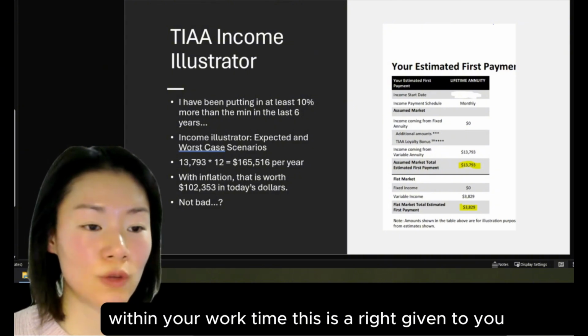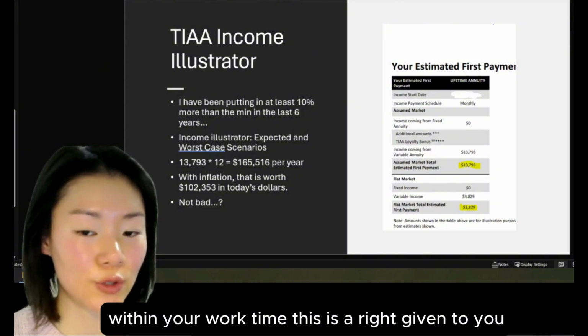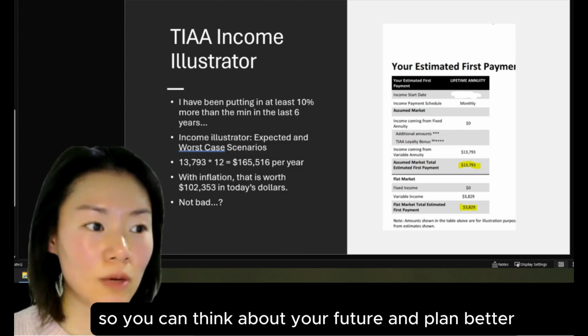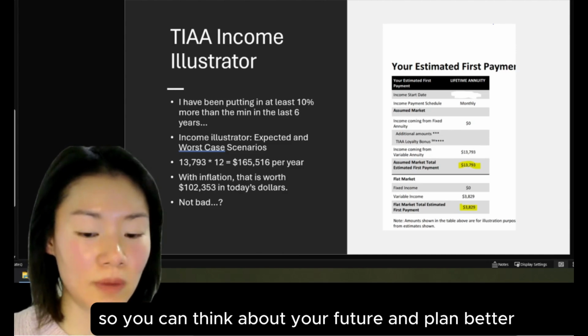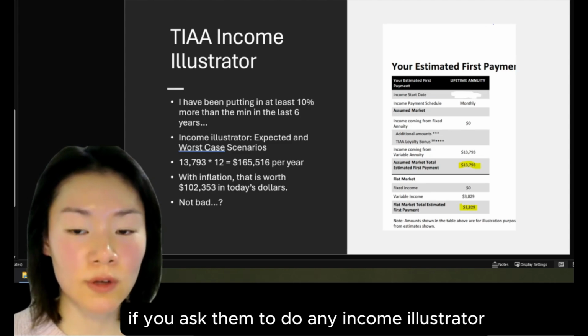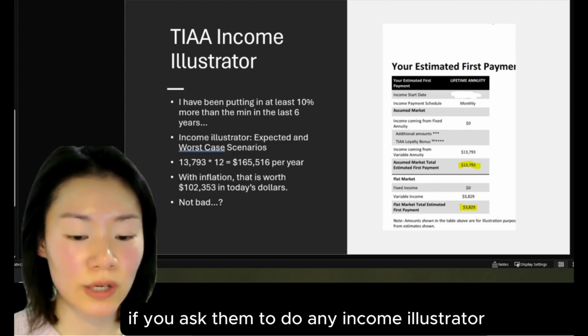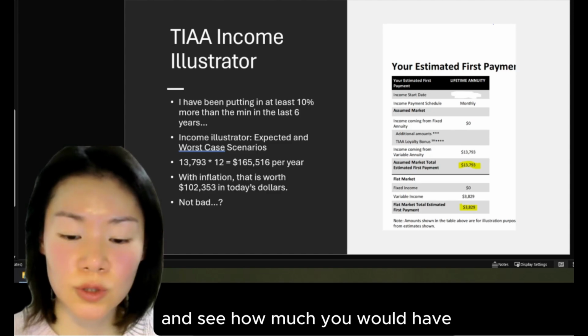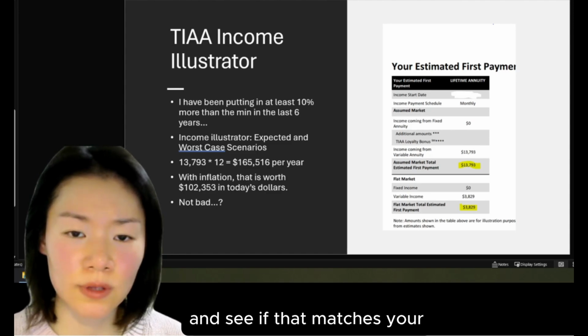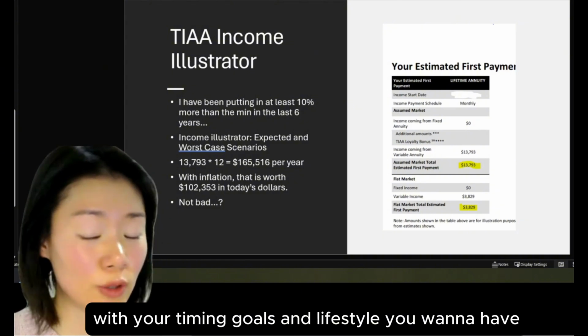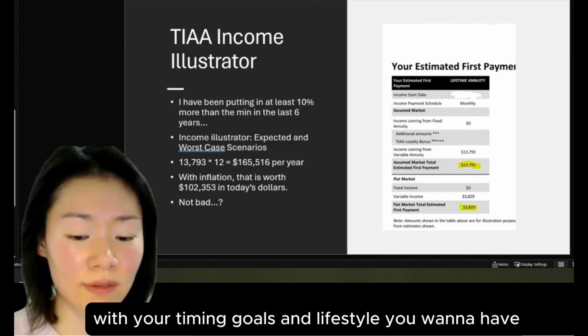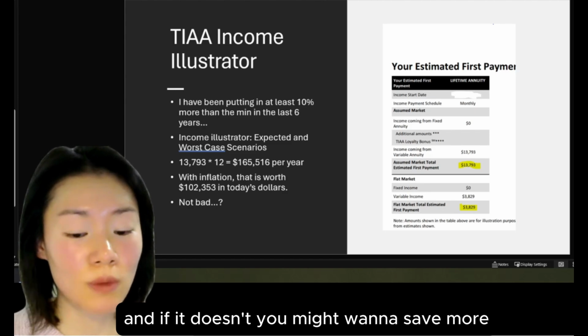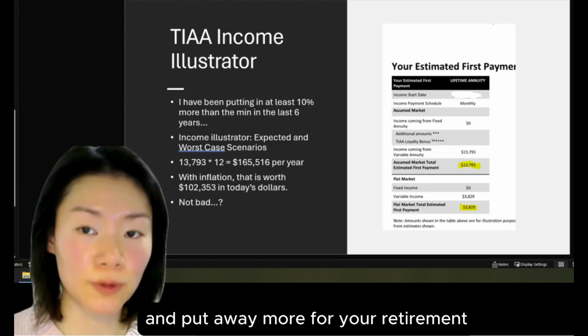that you can use within your work time. This is a right given to you, so you can think about your future and plan better. If you ask them to do an Income Illustrator, they will show it to you and see how much you would have, and see if that matches with your retirement goals and the lifestyle you want to have. And if it doesn't, you might want to save more and put away more for your retirement.